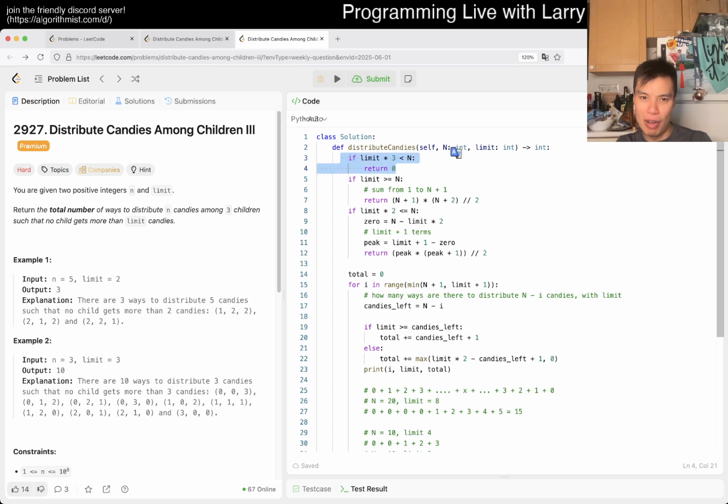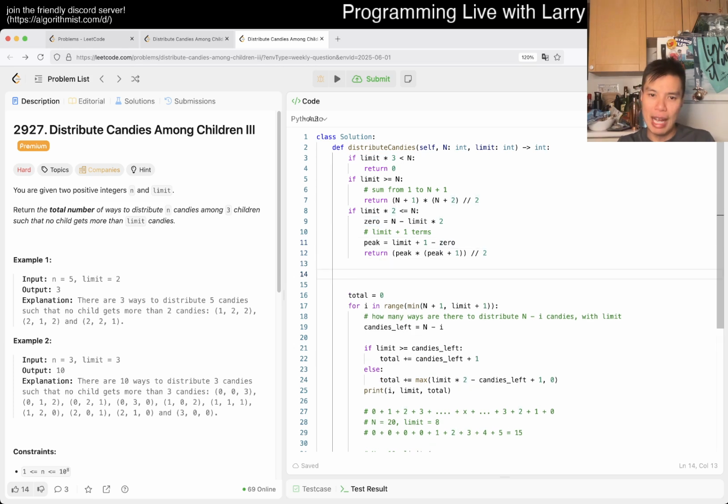Limit is too small, fine. Limit is greater than n, fine. If limit times 2 is less than or equal to n, okay. So that means we have to figure out if limit times 2 is greater than n, and n is greater than limit, something like that, right? Because that's this one, right?